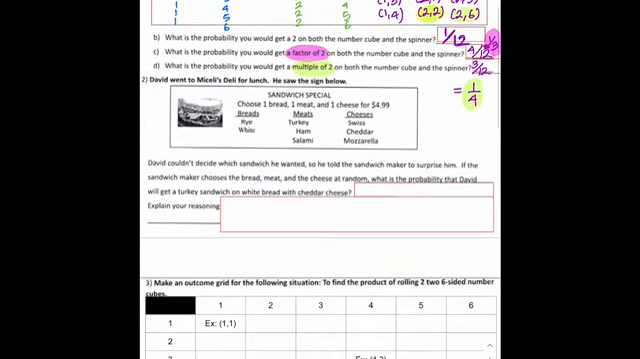David couldn't decide which sandwich he wanted, so he told the sandwich maker to surprise him. If the sandwich maker chooses the bread, meat, and cheese at random, what is the probability that David will get a turkey sandwich on white bread with cheddar cheese?